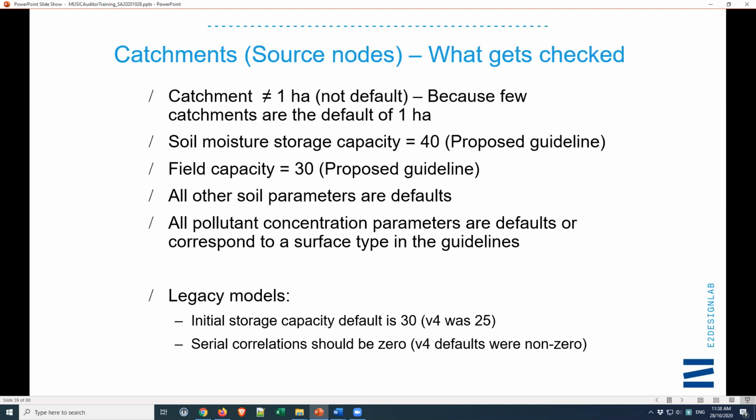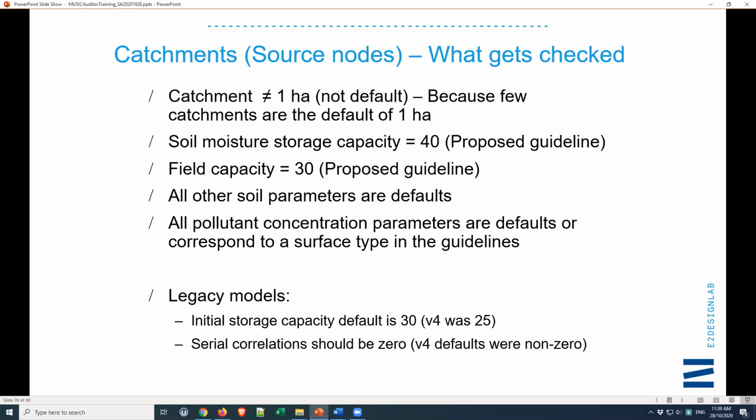Okay, so catchments: essentially your source nodes in MUSIC represent your catchments. So in terms of what we check for that, we run through a relatively small number of checks. The first one we check is just that the catchment isn't 1 hectare. 1 hectare is the default for MUSIC, and in practice, catchments are almost never 1 hectare exactly, but it isn't uncommon for people to accidentally forget to type in the area, which can create a pretty large error in your model, obviously. Not something you should see very often, but we have seen it.